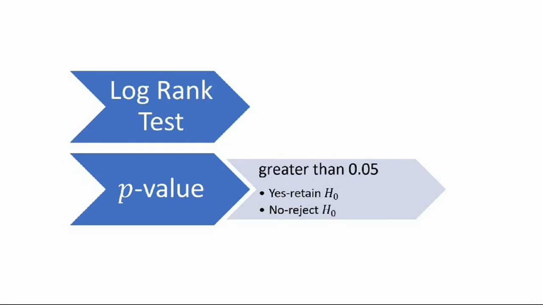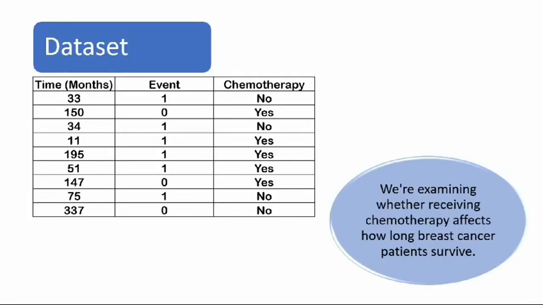Now let us demonstrate this with the help of an example. As an example, we have considered a data set of cancer patients, basically breast cancer patients, where we have the information about the survival time, that is time to death of the patients in months. We have the events, that is whether a person is alive or dead, and we also have the information on whether the person has undergone chemotherapy or not.